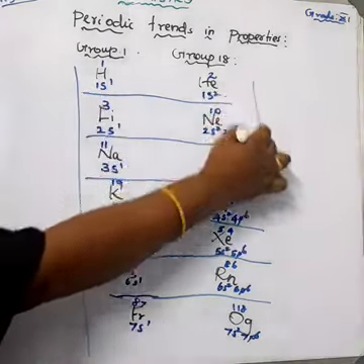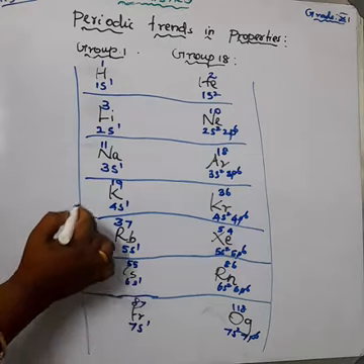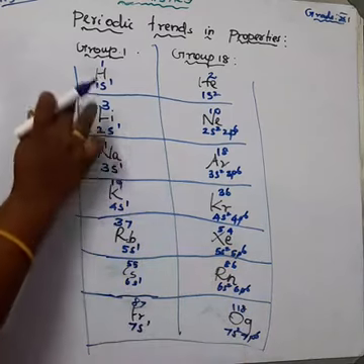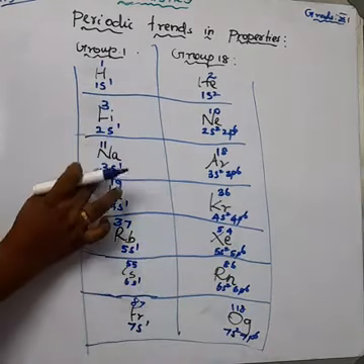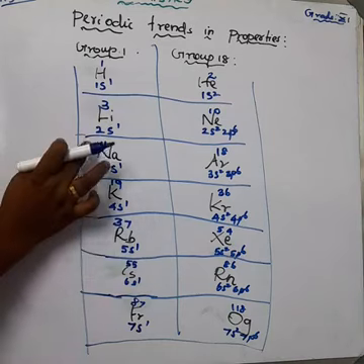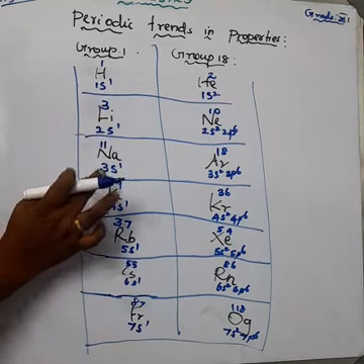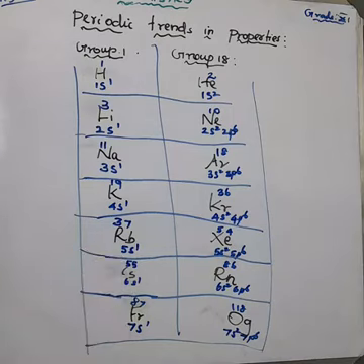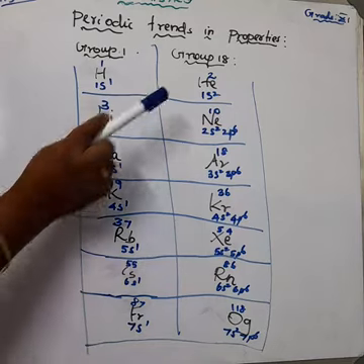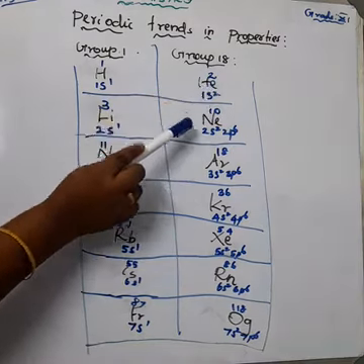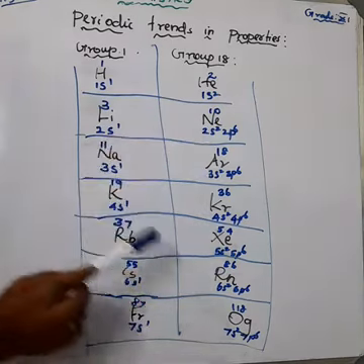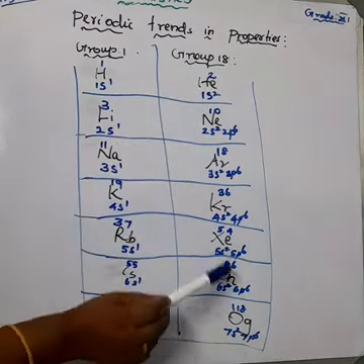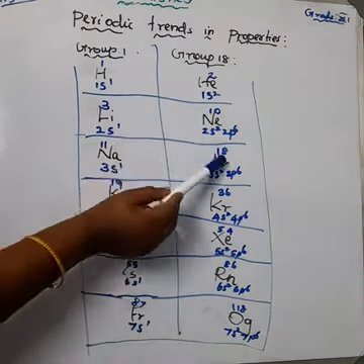Understood? If you observe these two groups of elements, the first group and the 18th group, all the elements in the first group have similar outer electronic configuration: hydrogen 1s1, lithium 2s1, sodium 3s1, potassium 4s1, rubidium 5s1, cesium 6s1, francium 7s1. Like that, all the elements in group 18, the zero group elements, have similar outer electronic configuration. This similar outer electronic configuration reappears at regular intervals of atomic number.